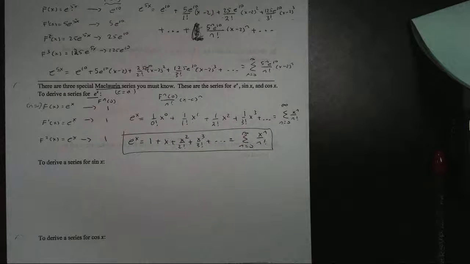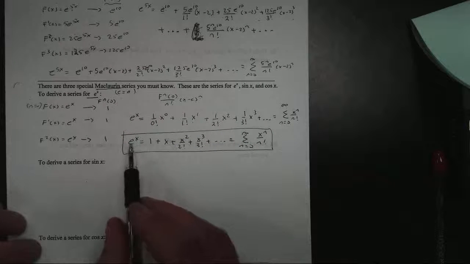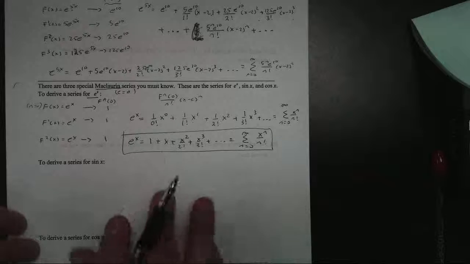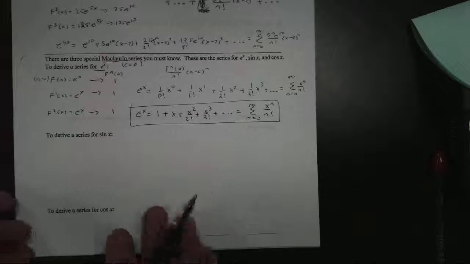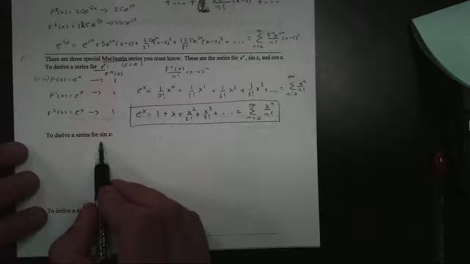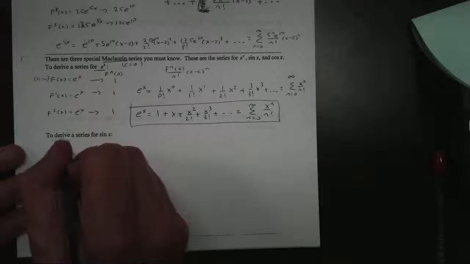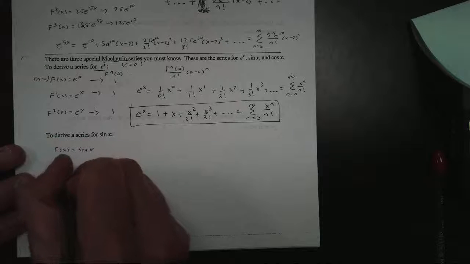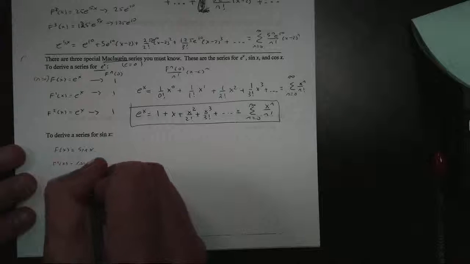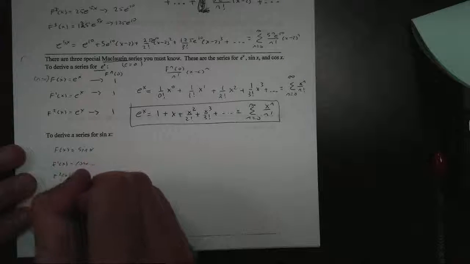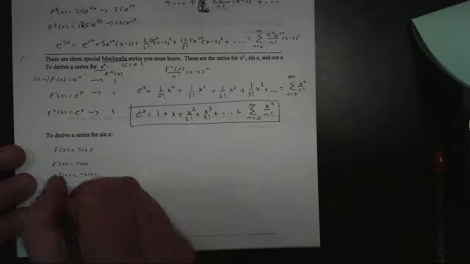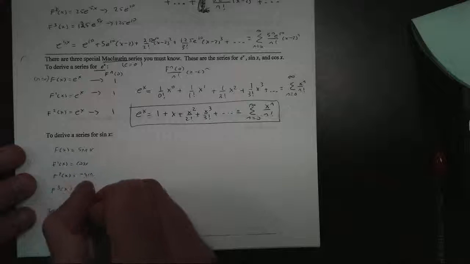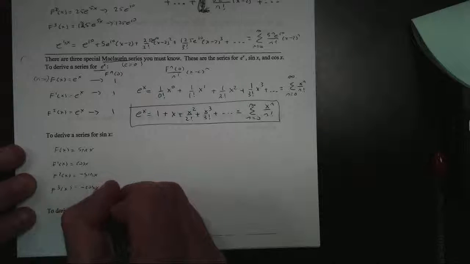Very easy to do. Now, from now on, anytime we see e to the x, we just want to memorize this and we can use it, which we'll see in example part 3. Now, to get the series for sine of x, we do the same thing. I look at the original function, sine of x. The first derivative is cosine of x. The second derivative is negative sine of x. And I'll just go to the third derivative here. I get negative cosine of x.